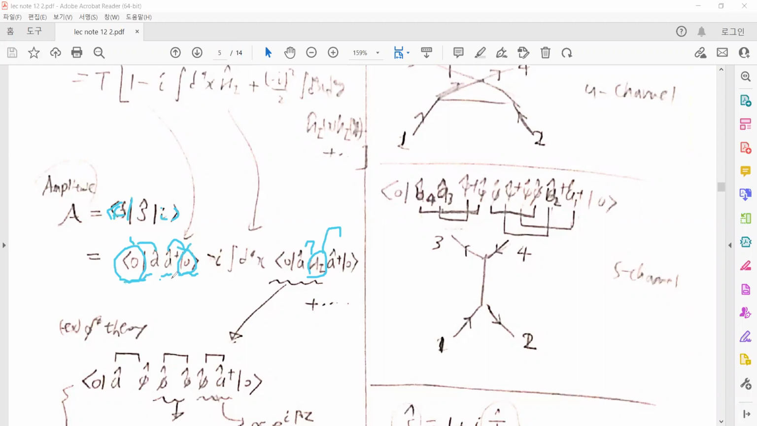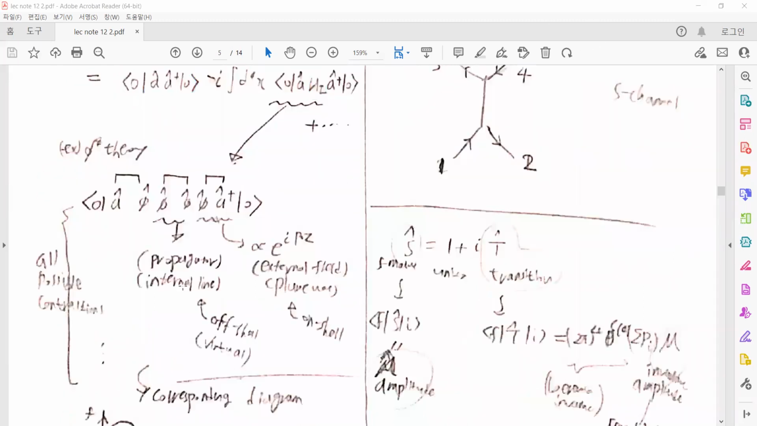And it assumes the free theory, because the times are at the infinite past and the infinite future. If there are some contractions between the fields in the perturbative Hamiltonians, then it will be the propagator. We already studied that the contraction of the two fields becomes the Feynman propagator, and these are called internal lines in the Feynman diagrams. The contribution to the amplitude is the propagator, and it is called off-shell because that is a virtual particle.